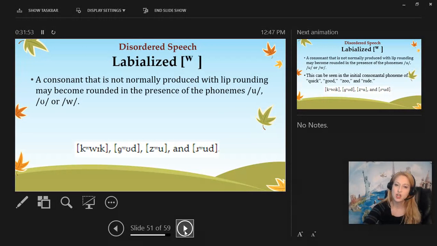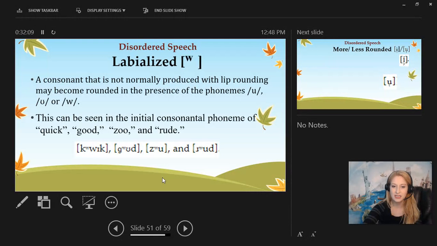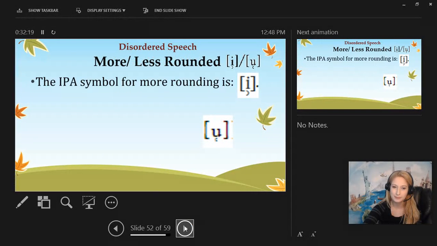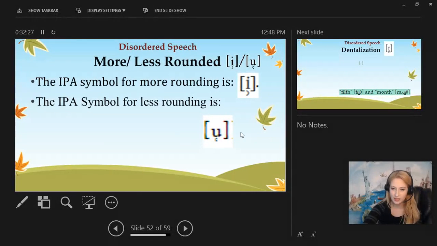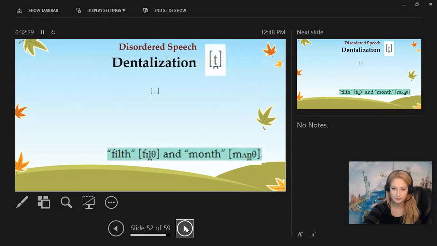A consonant that is not normally produced with lip rounding may become rounded in the presence of the phonemes lowercase u, the upsilon, or the lowercase w. This can be seen in the initial consonantal phoneme of quick, good, zoo, and rude, and you can see the transcription there below. The IPA symbol for more rounding is seen here. The IPA symbol for less rounding is seen right there.